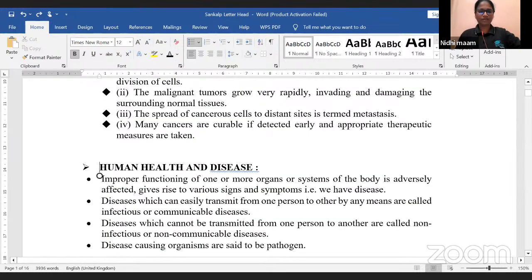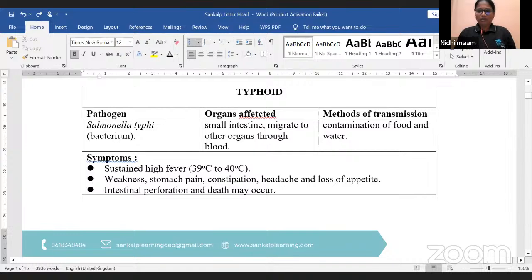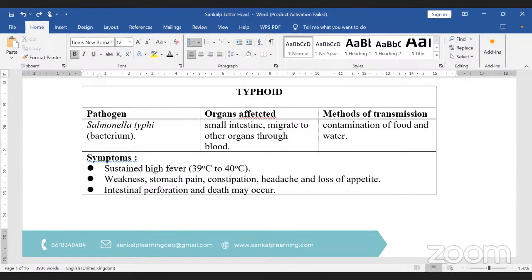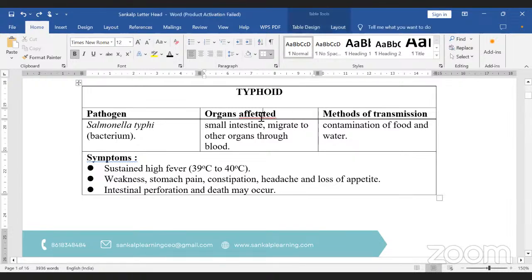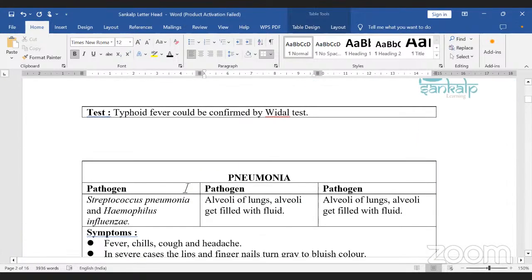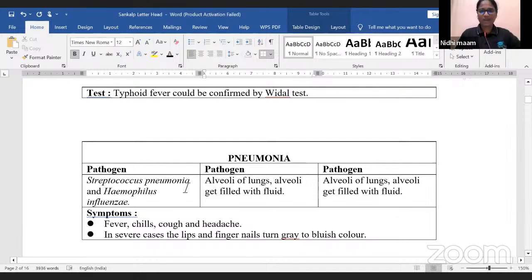Okay, 1 minute. Thank you. Next. Deepak, can you read about typhoid? Yes, ma'am. The typhoid pathogen is Salmonella typhi. It's a bacterium. Organs affected: small intestine, migrate to other organs through blood. Method of transmission: contamination of food and water. Symptoms: sustained high fever 39 degrees Celsius to 40 degrees Celsius, weakness, stomach pain, constipation, headache, and loss of appetite. Intestinal perforation and death may occur. Typhoid fever could be confirmed by Widal test.